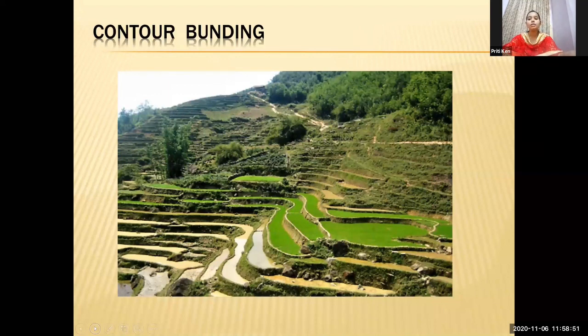Why are we doing contour bunding? What does it do? It arrests the water and keeps the water there only. क्या होता है, सारा पानी वहीं का वहीं जमा होता है. And that's why the soil doesn't get eroded, and we also have water for percolation, so that the groundwater level should increase. So here we have seen what is contour bunding.